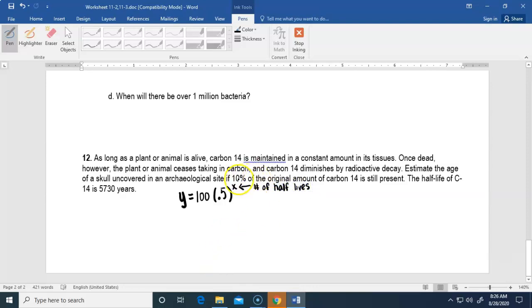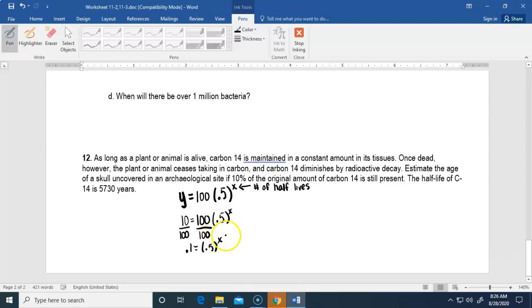Okay, so if only 10% of the original amount remains, then 10% of 100 is 10. So we could plug in 10 for this y right here. So that equals 100 times 0.5 to the x, and we want to solve for that x right there. So we're going to divide by 100, and so 0.1 is going to equal 0.5 to the x power.